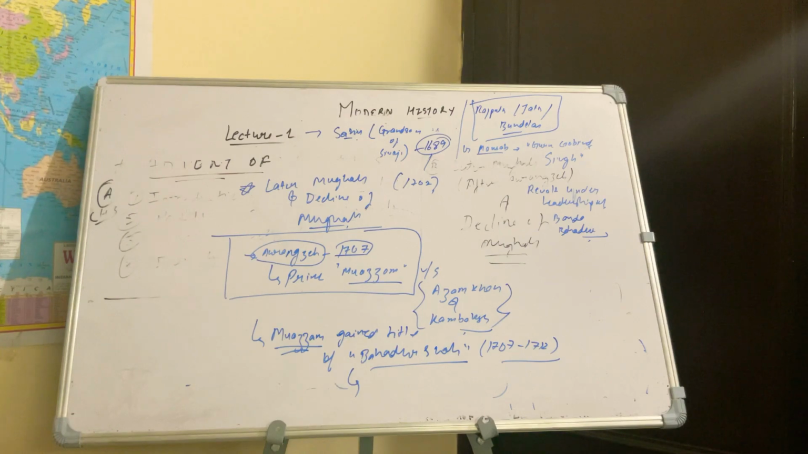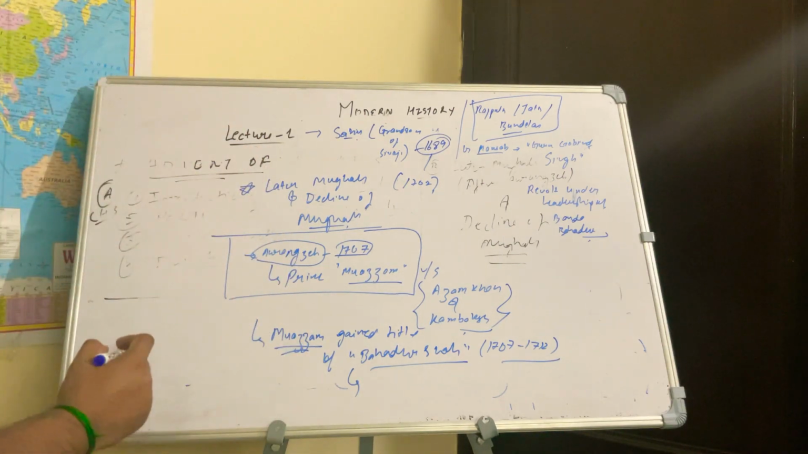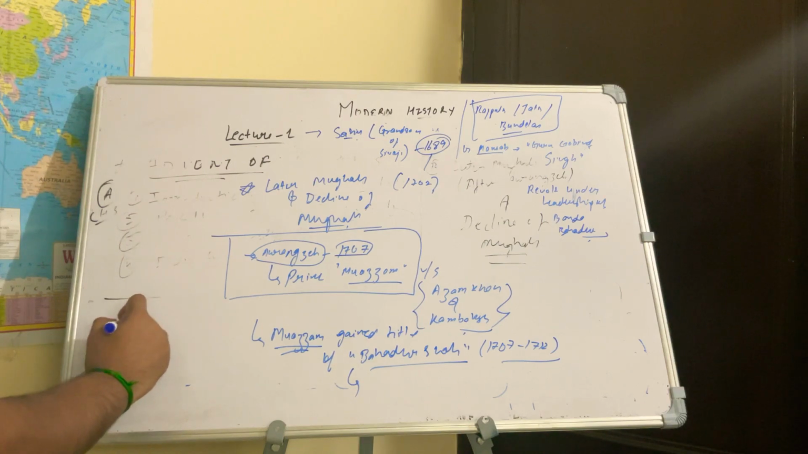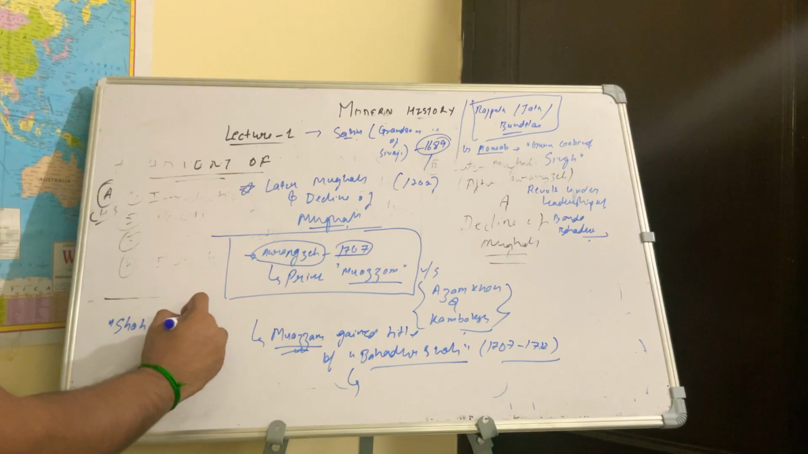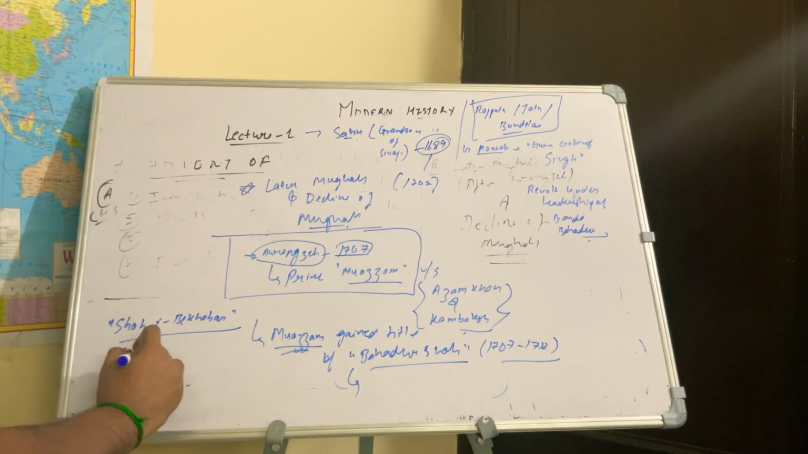Next point. Bahadur Shah was often called Shah-e-Bekhabar, headless king, because he lavishly granted his Jagirs. So here I am writing: Bahadur Shah was often known as Shah-e-Bekhabar, which means headless king.